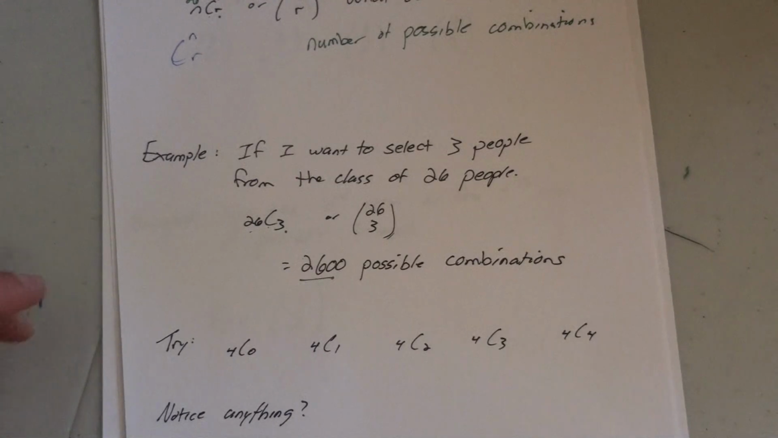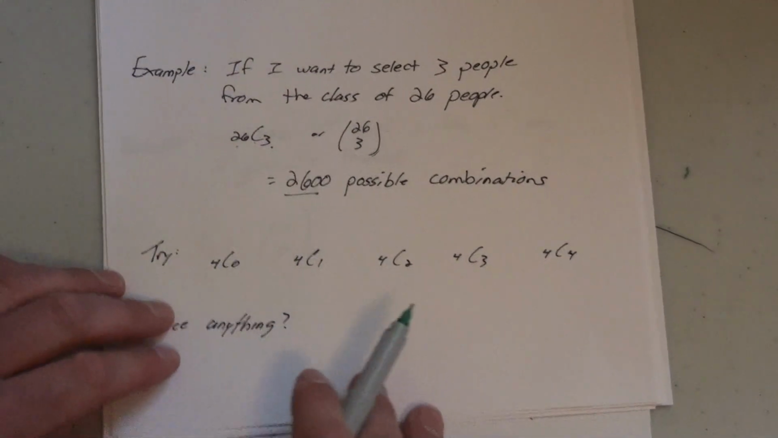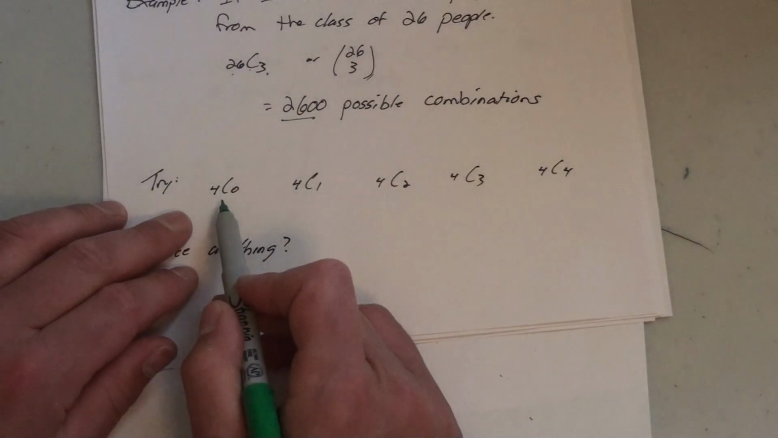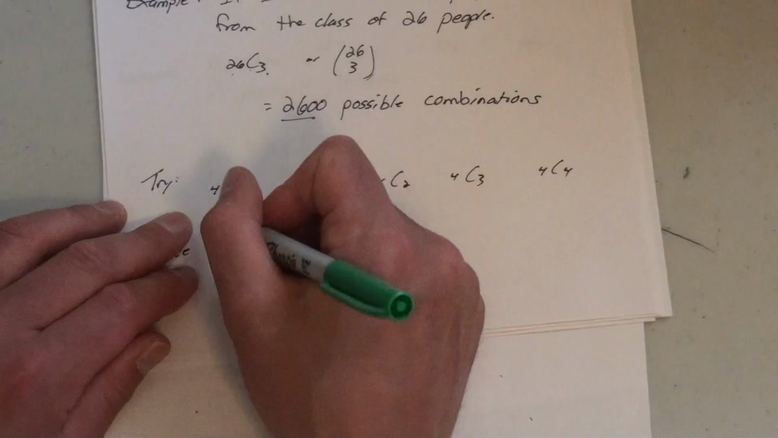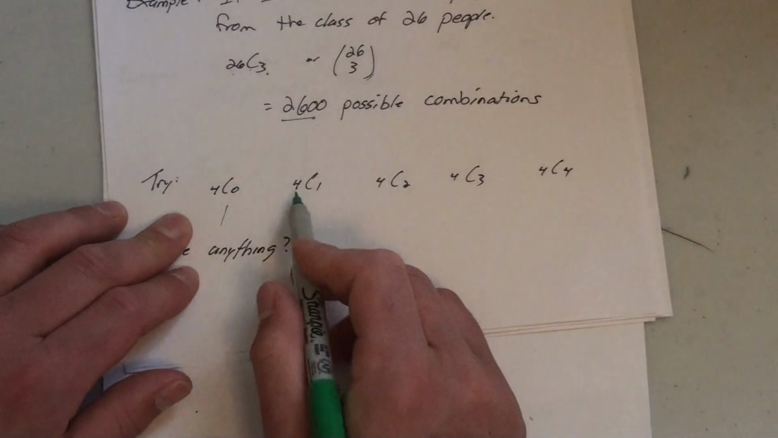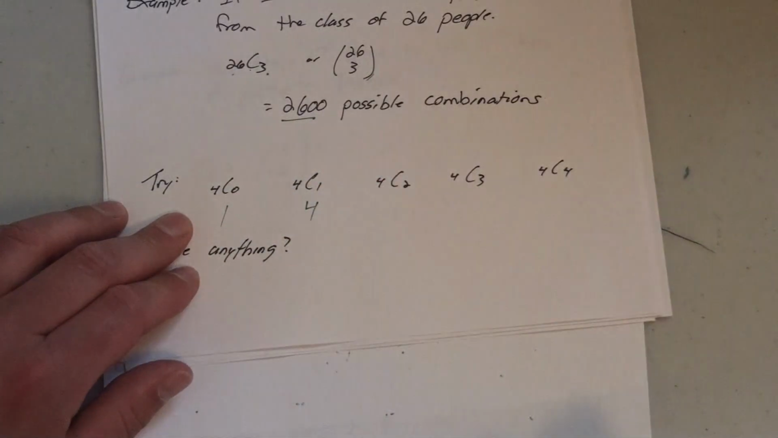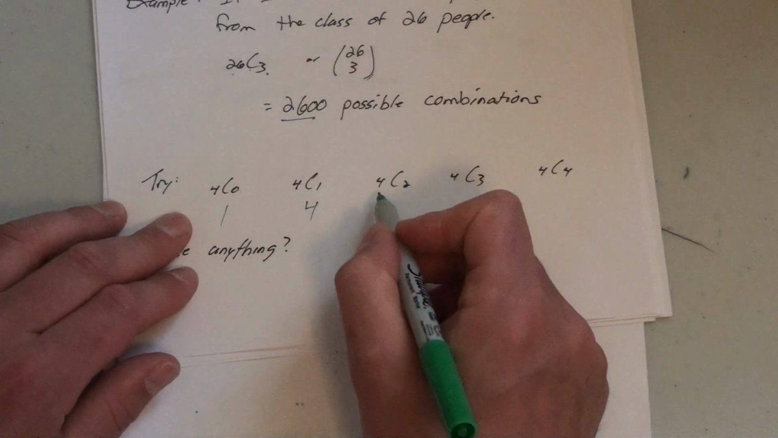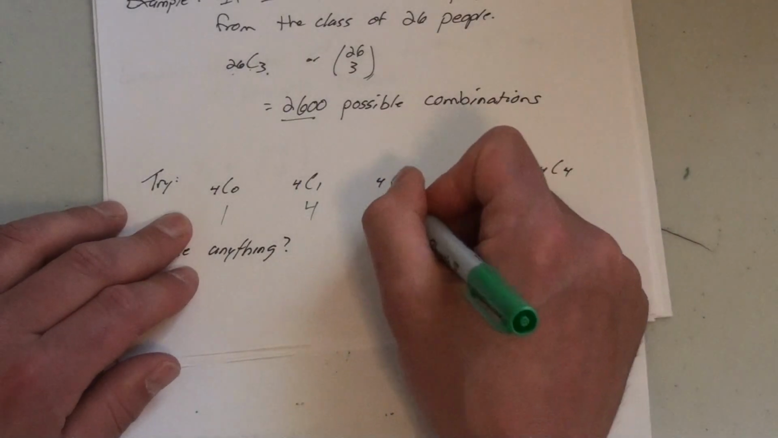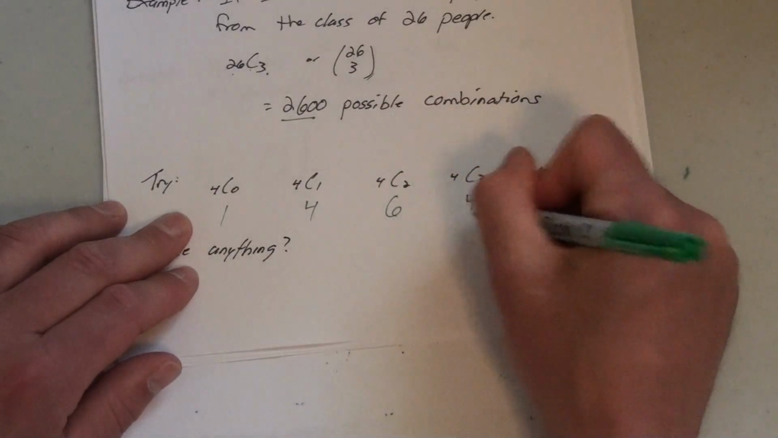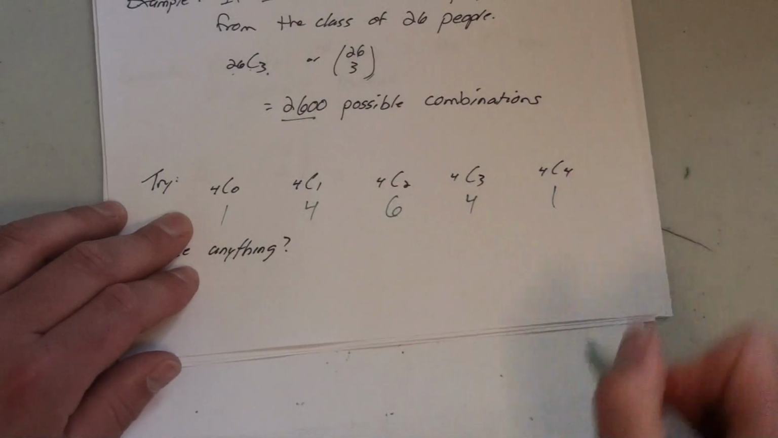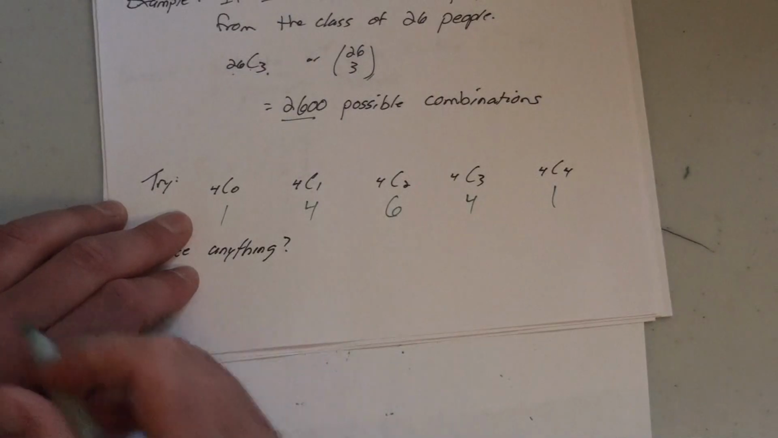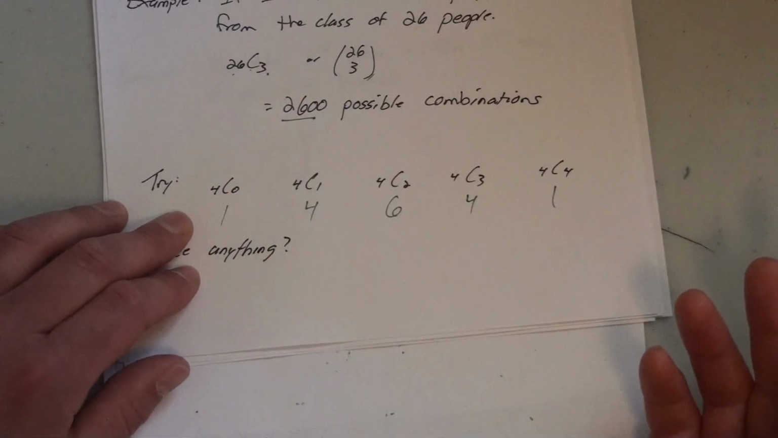Now I'll get you to try this on your own. 4 choose 0, so put that in. 4, then the choose button, and 0, and that will give you 1. Do 4 choose 1, that will give you a 4. 4 choose 2, try that. That will give you a 6. 4 choose 3 will also give you a 4. And 4 choose 4 will give you a 1. So try those out just to get familiar with the calculator.